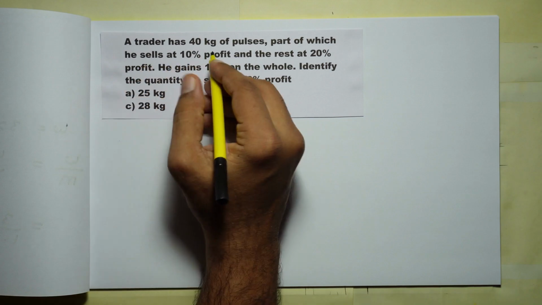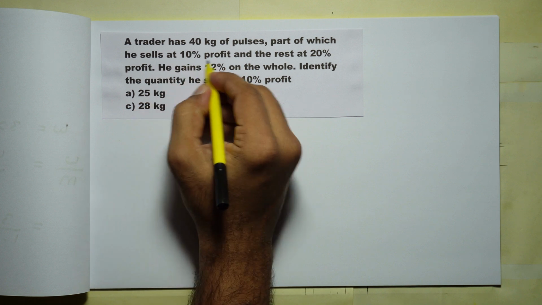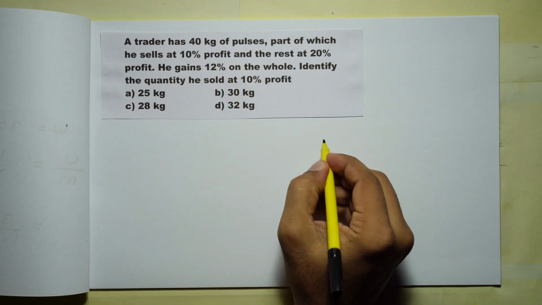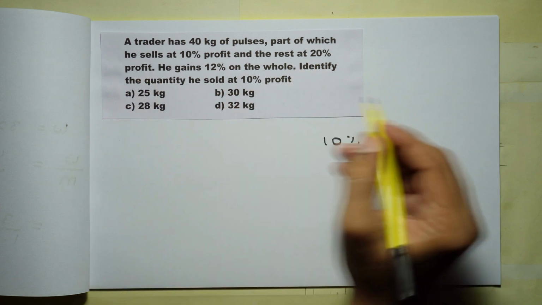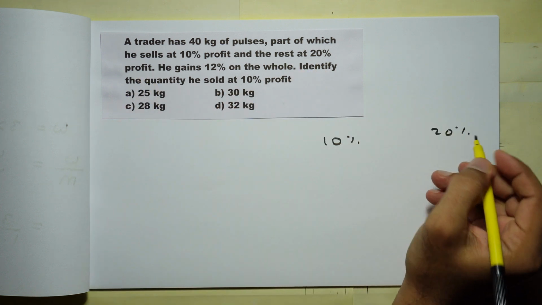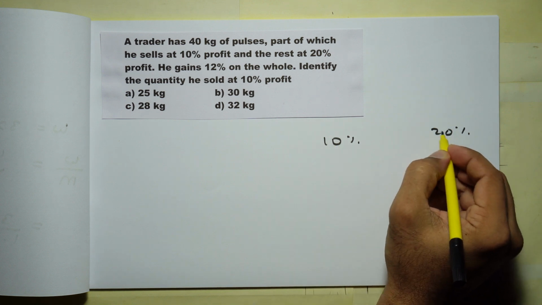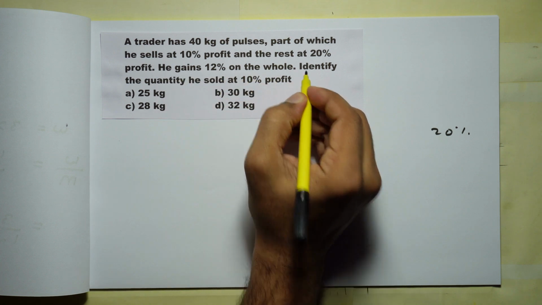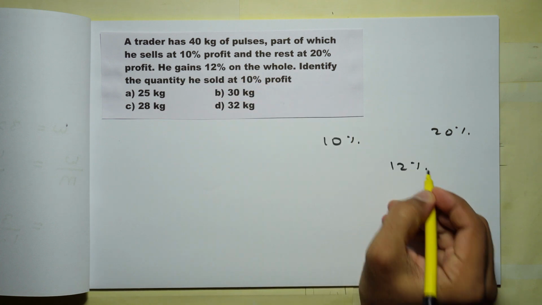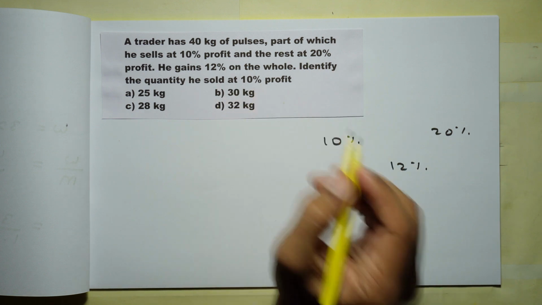A trader has 40 kilograms of pulses, part of which he sells at 10% profit. So from one part he gets 10% profit and the rest at 20% profit. So from one part he is getting lower returns and from the other part he is getting higher returns. He gains 12% on the whole. So overall he is getting 12%. Identify the quantity he sold at 10%.